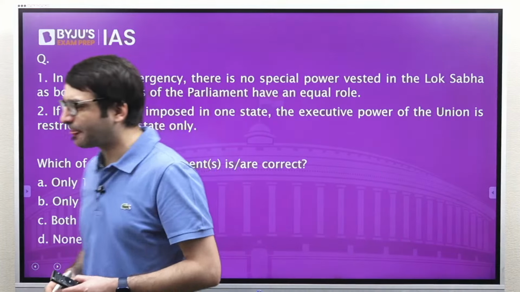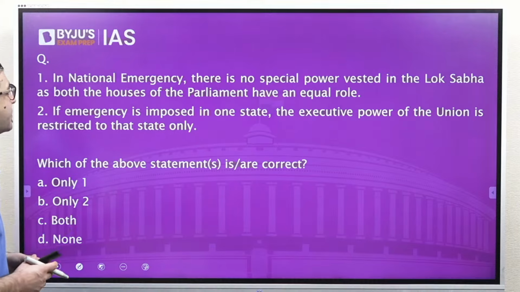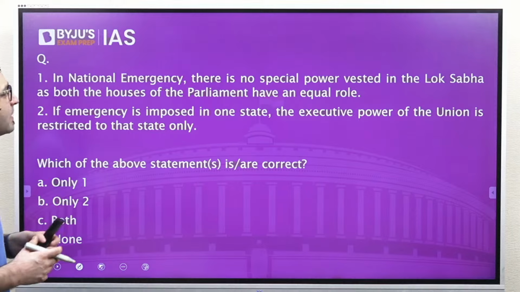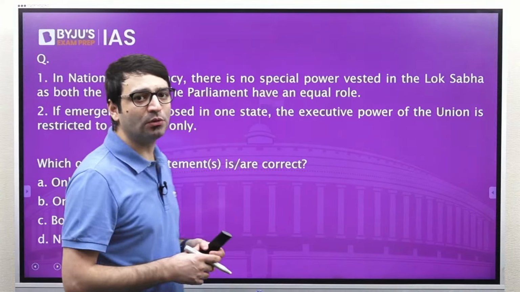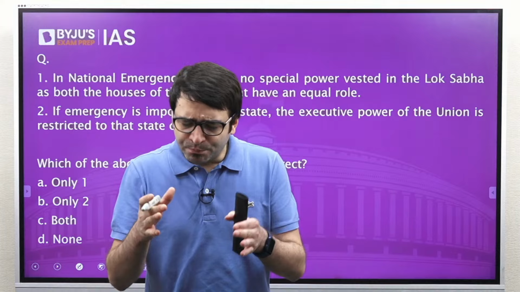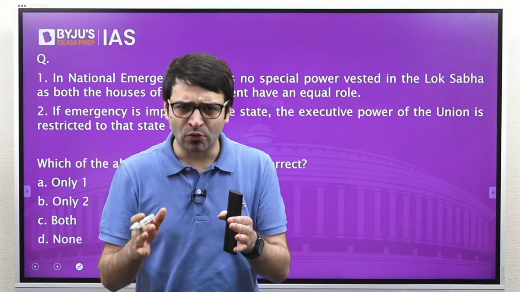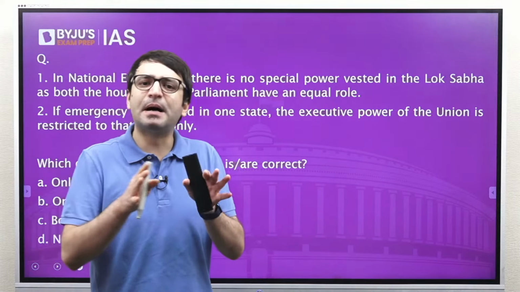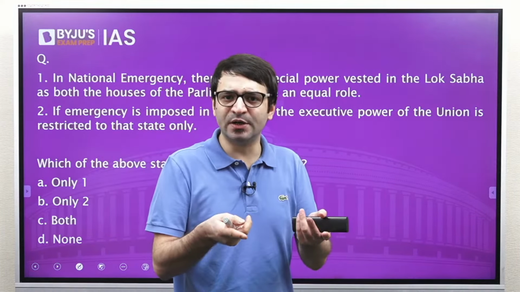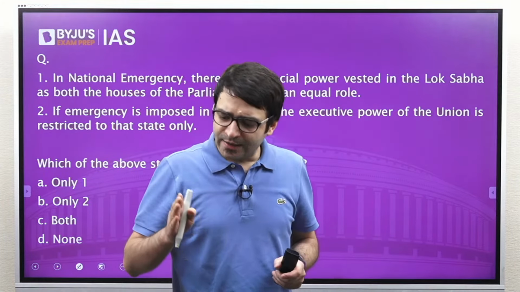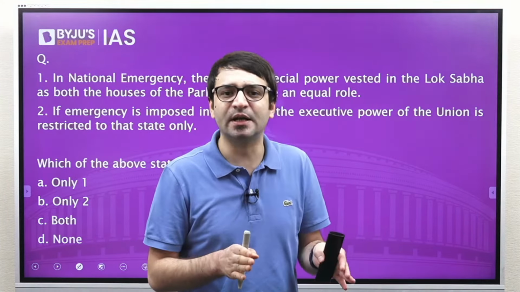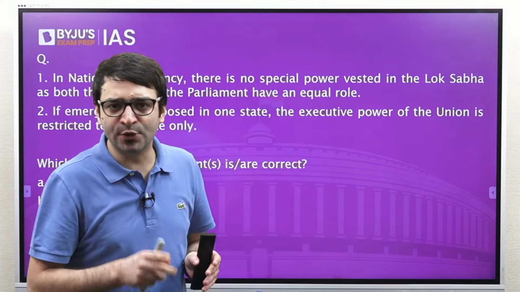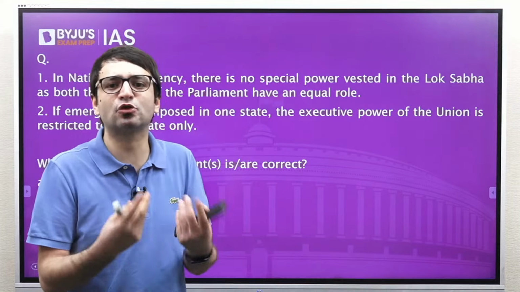Let's look at another question. National emergency, there is no special power vested in Lok Sabha, as both houses of the parliament have an equal role. Both houses of the parliament have an equal role in a sense that both houses of the parliament will have to separately pass a resolution approving national emergency by special majority. If Lok Sabha passes this resolution, Rajya Sabha does not, national emergency will have to be revoked. If Rajya Sabha passes this resolution, Lok Sabha does not, national emergency has to be revoked.